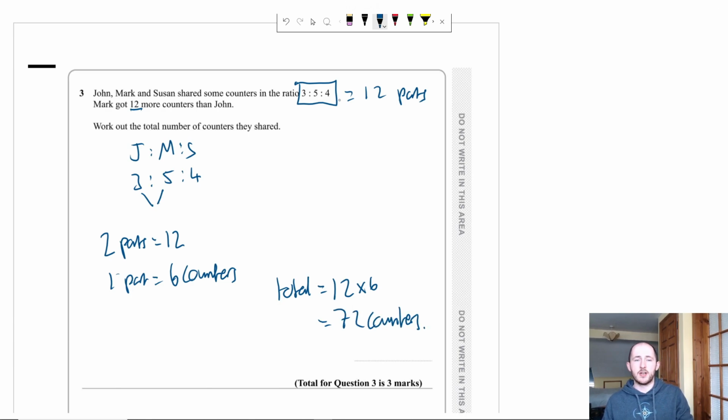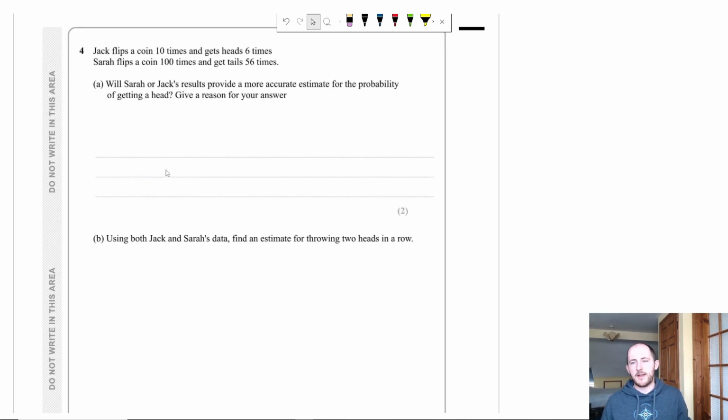counters in total. Here we have a probability question. So Jack flips a coin 10 times and gets heads 6 times. Sarah flips a coin 100 times and gets tails 56 times. Will Sarah or Jack's results provide a more accurate estimate for the probability of getting heads? Give a reason for your answer.